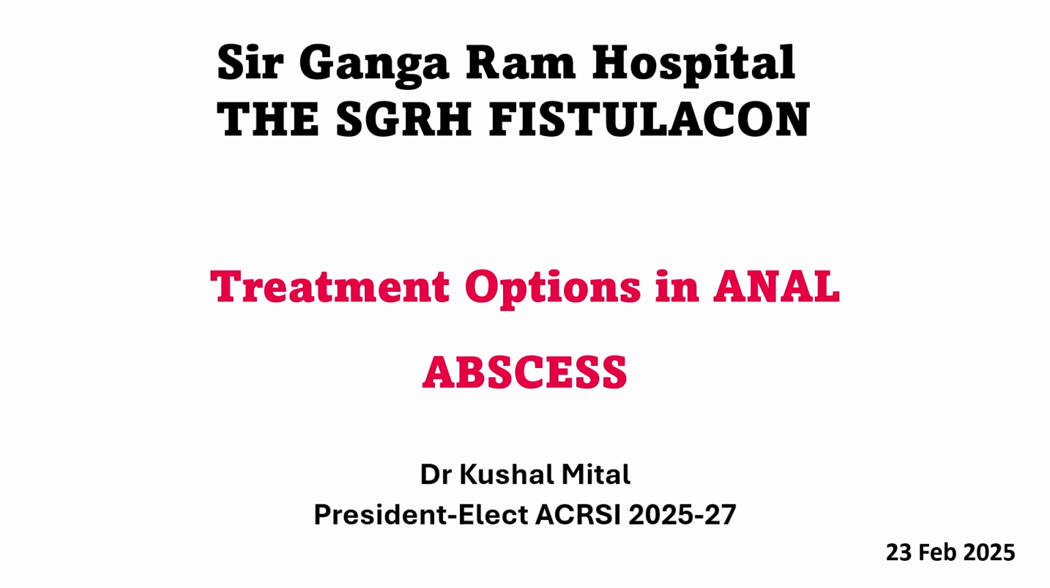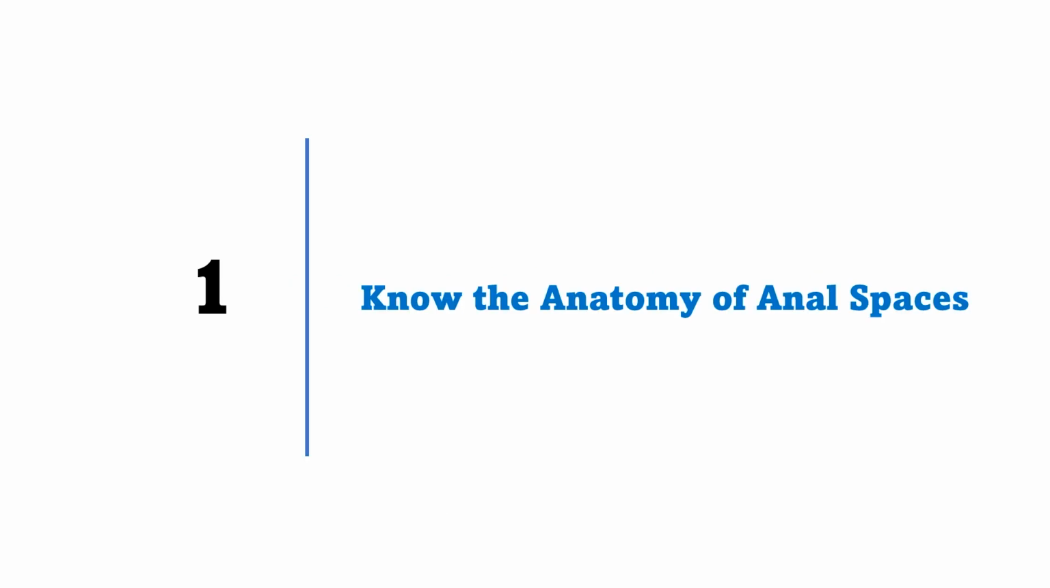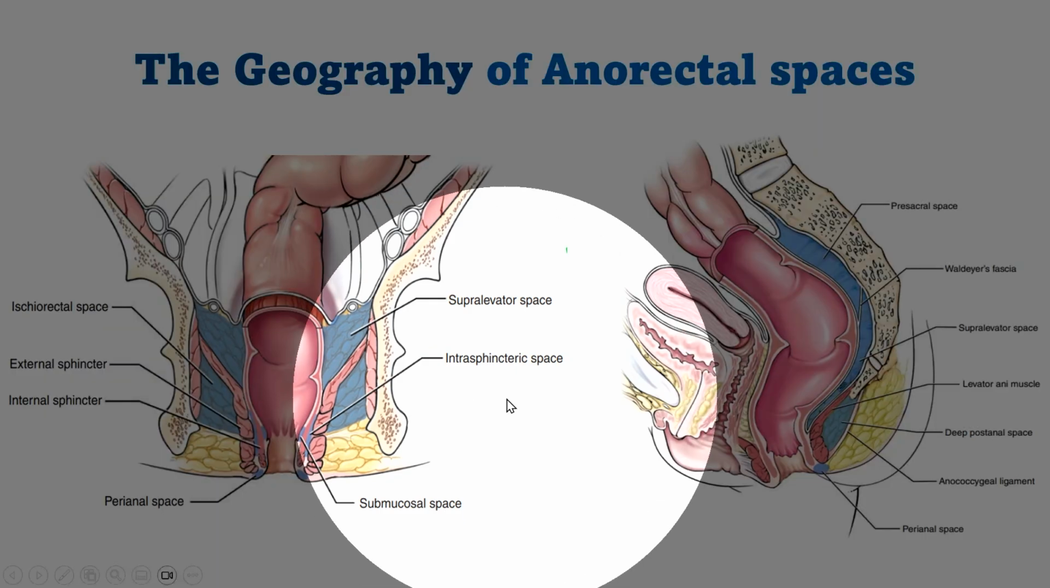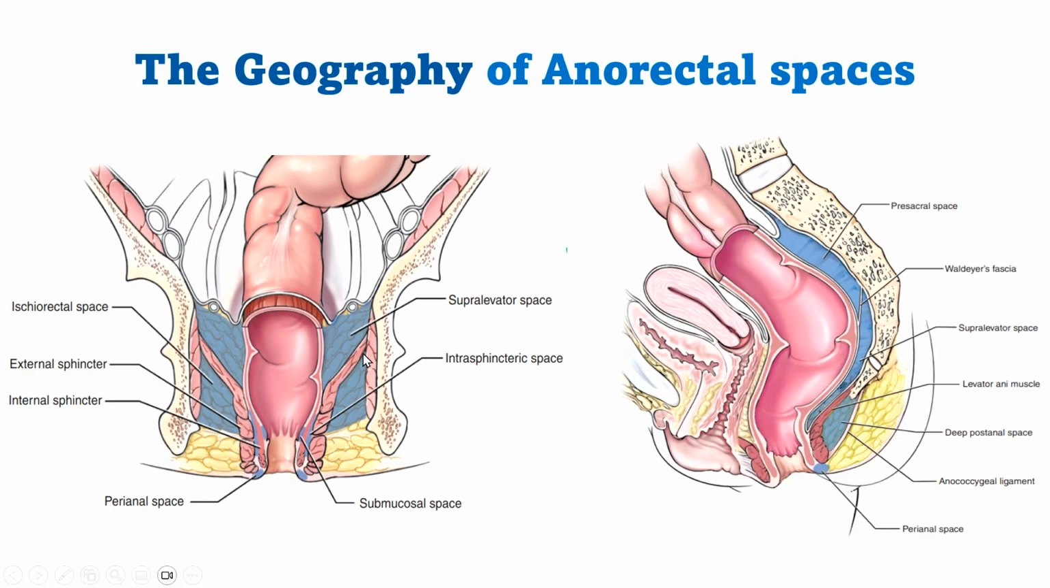Now you see everything is together. So know the anatomy of the anal spaces, and this is the anal space. We know this. The supralevator is a problem, but even in this, the 16/9 has changed, which is why the problem is coming.